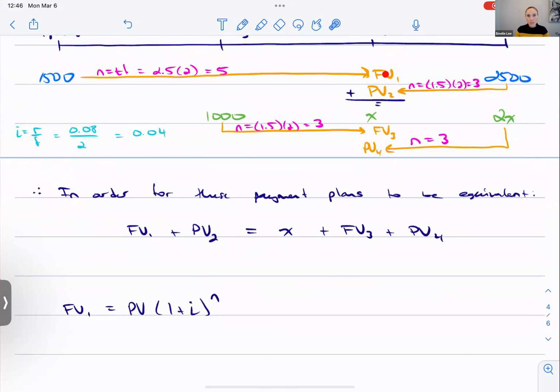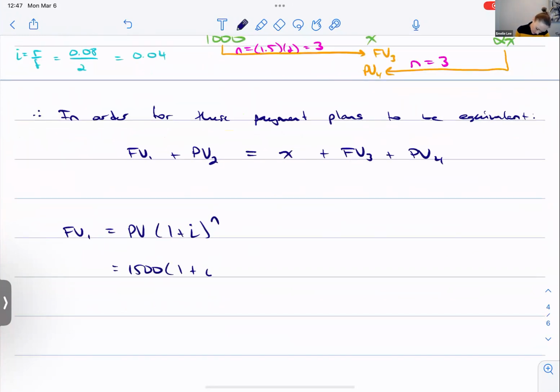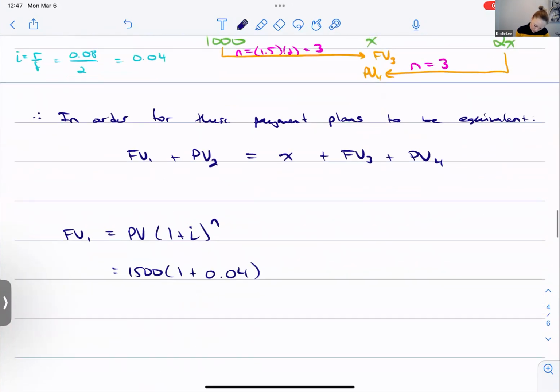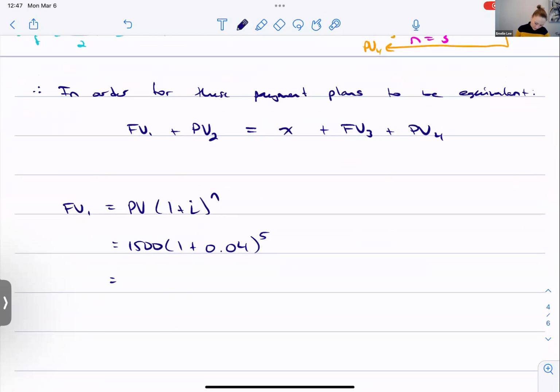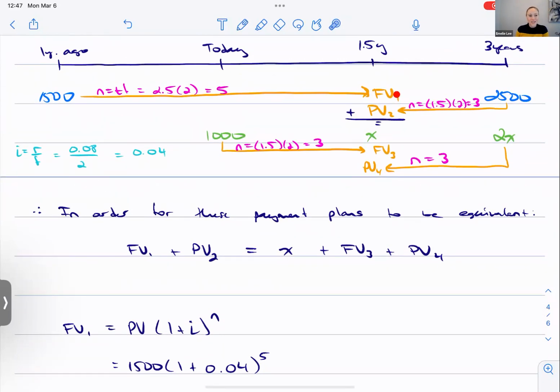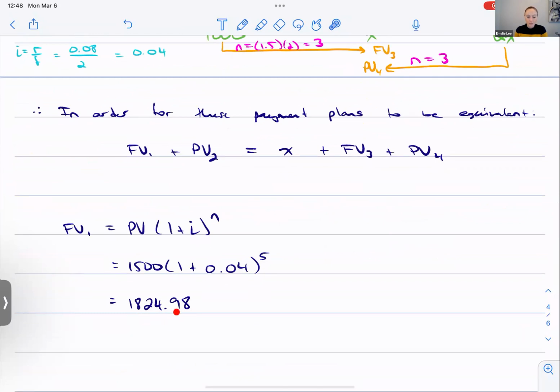If I want to solve for the future value here, I just go to the left-hand side of the arrow. That's my present value. And so I get 1500 times 1 plus 0.04 to the power of n, which is 5. I get 1,824.98. I don't know if I've rounded in my notes or not, but I'm going to write out all the calculations and then use the calculator on the screen. So that's the first thing done. If I fail to repay 1,500 1 year ago and I borrow it for another year and a half, what would I have to pay back? 1,824.98.